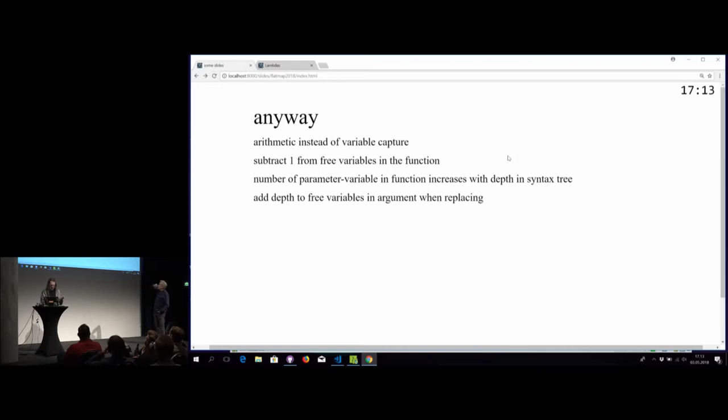So it's arithmetic instead of variable capture, where you subtract one from the three variables in the function that you are applying. And the number of the variable you're looking for increases as you move down through lambdas. So if you move past one lambda, you have to look for number two. If you move past another one, you have to look for three. If you had an expression tree, it's how far up you have to navigate. Then you add the depth of the lambdas you pass through to the three variables in the argument when you're replacing it, when you push things down again. So there's tricky math instead of the variable capture thing.